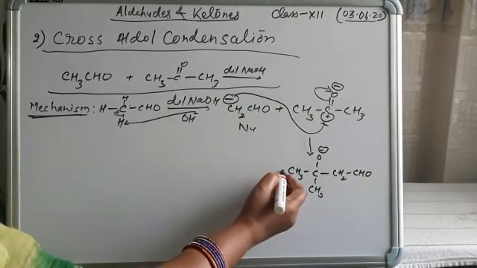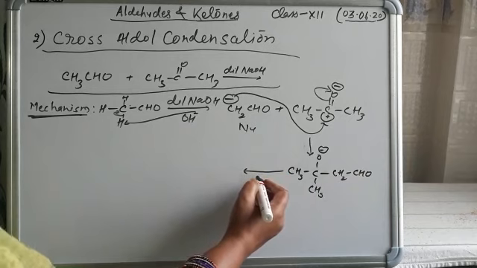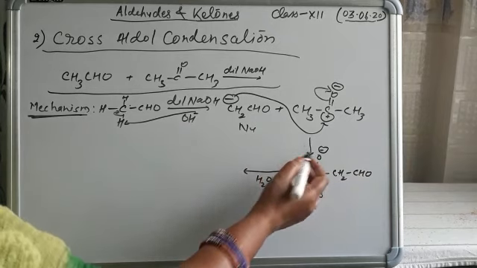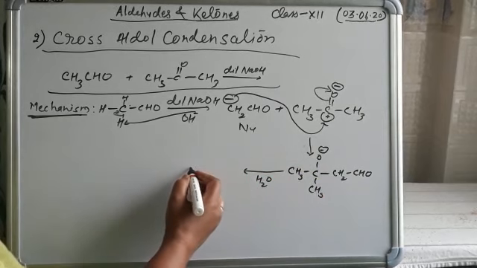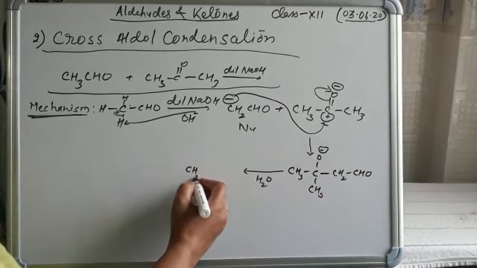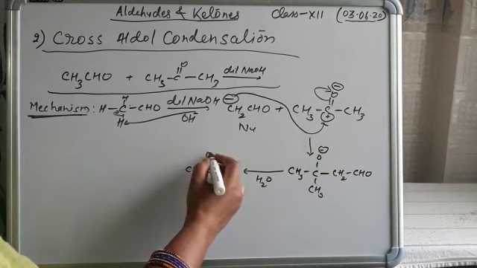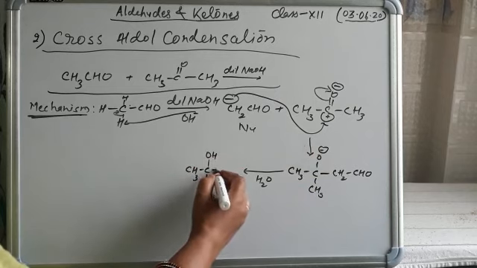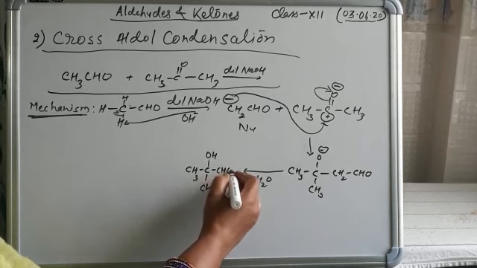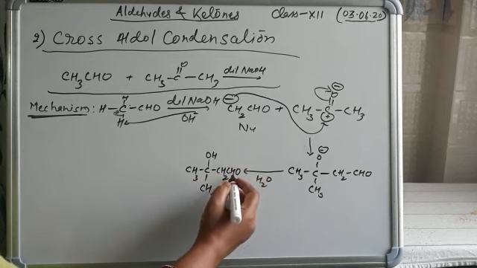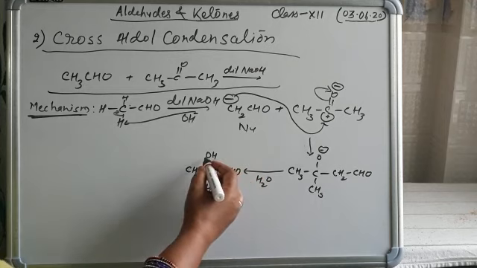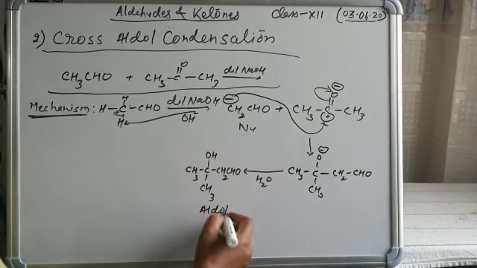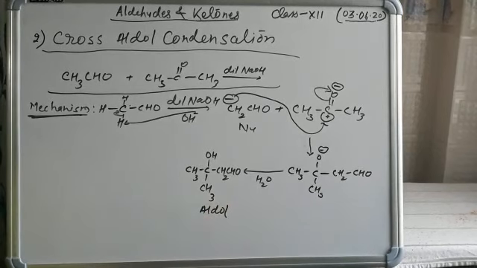When these molecules undergo hydrolysis, a proton is taken by oxygen and the formation of aldol takes place. Formation of aldol takes place because an aldehyde is present and a hydroxyl OH group is present. So this molecule is known as aldol.